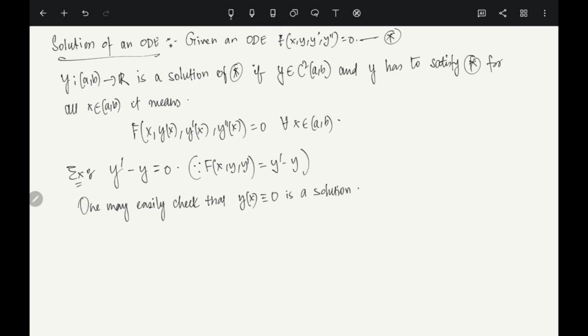Okay, why is it a solution? First of all, you see y(x) is 0. So in this case, what is the interval (a,b)? It is R here. Essentially, it is the whole of R, right?